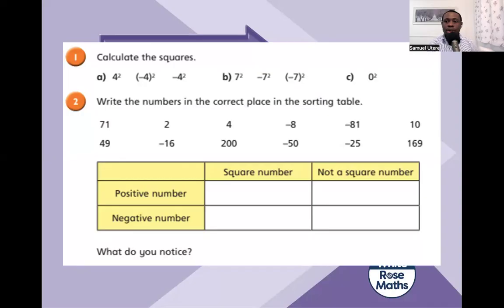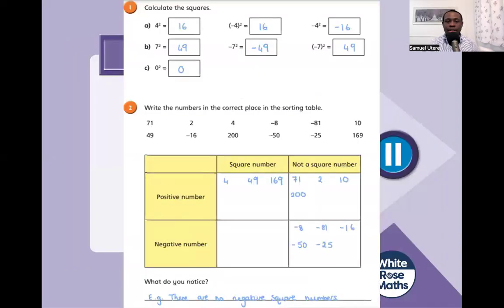Assuming you've paused the video and you've answered the questions, here are the answers. Let's discuss them. So here you were asked to calculate the squares. Calculating the square simply means to square these numbers. Of particular interest is this one. Here you're squaring the 7, but don't forget that you have a negative influencing your result.